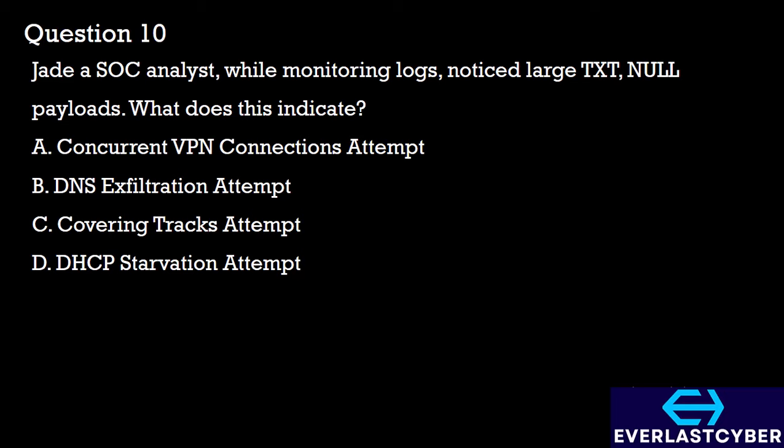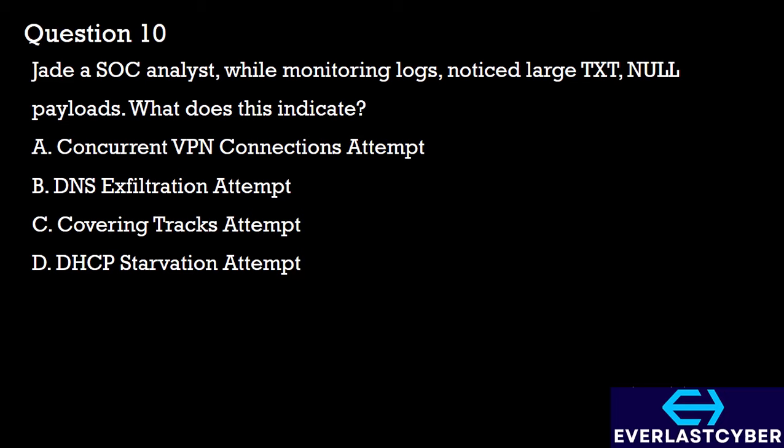Concurrent VPN connection attempts would involve multiple login sessions. However, it does not involve large text or null payloads. Large text and null payloads in logs often indicate a DNS exfiltration attempt. This is when an attacker uses DNS queries, especially large ones, to covertly transfer data out of a network. So they often hide malicious payload in text records, exploiting the DNS protocol for data exfiltration.